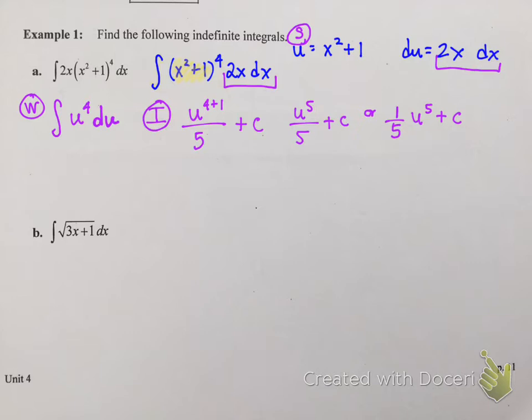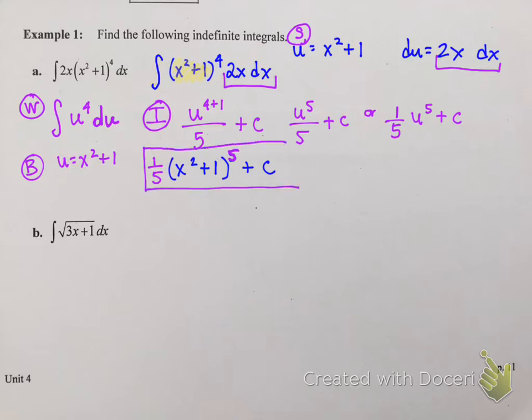And the next thing we have to do is back substitution. Remember, u equals x squared plus 1. So wherever I see u, I'm going to plug in x squared plus 1 and raise this to the fifth power and then plus c. So once again, in blue is your substitution, and this is my answer. So this allowed me to do a problem like this, a quotient, or actually it was a product from the very beginning. So it's kind of nice.